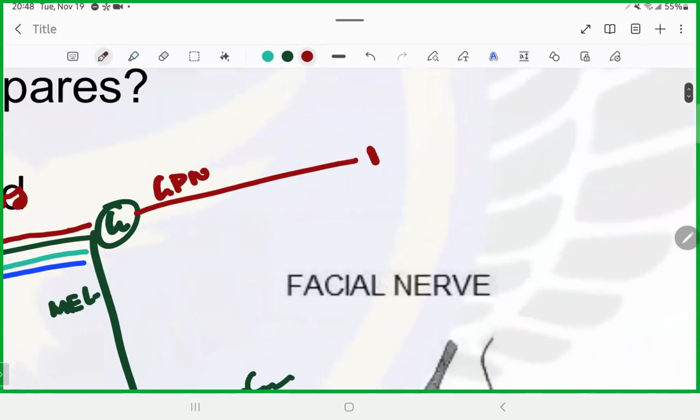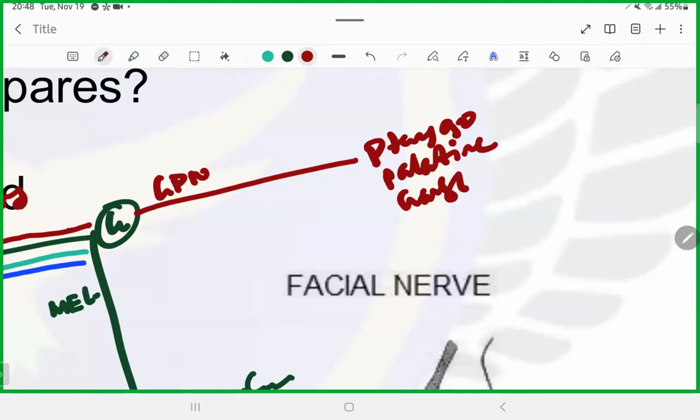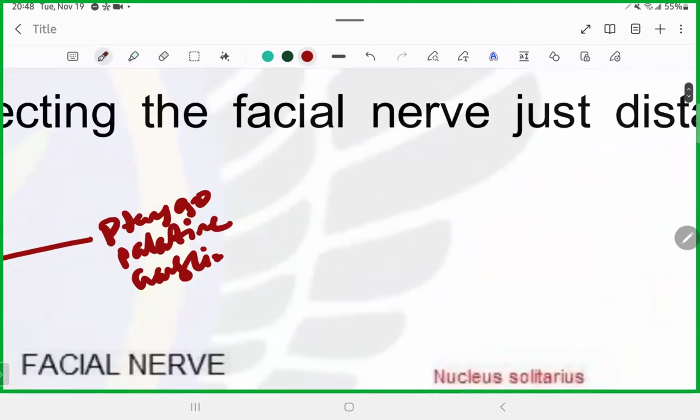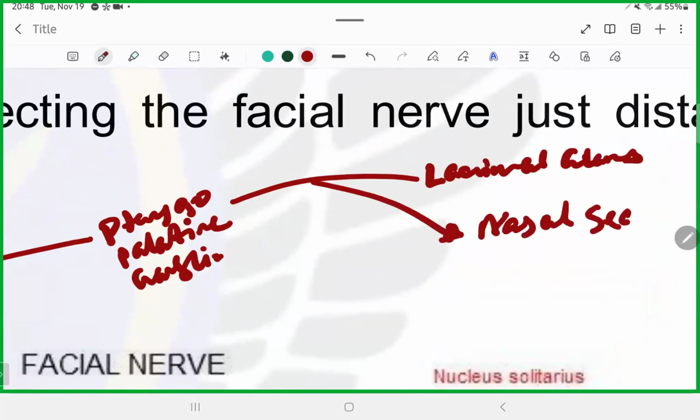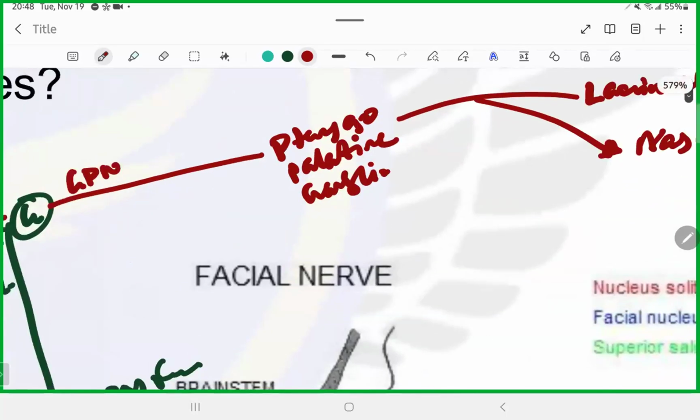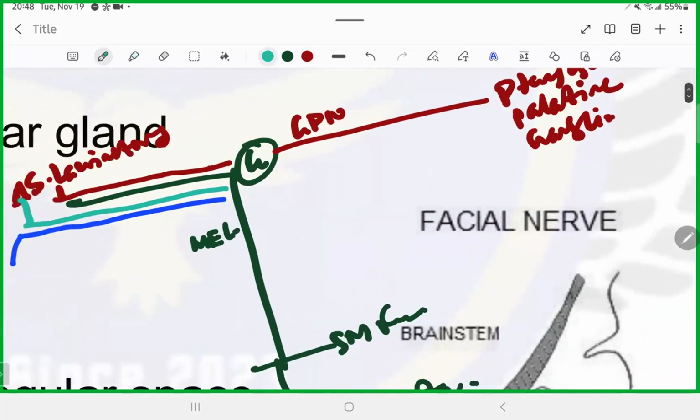So lacrimatory fibers will come up to geniculate ganglion and it will be named greater petrosal nerve and it will go to pterygopalatine ganglion. And from pterygopalatine ganglion, it will go to lacrimal gland and nasal mucosa, causing nasal secretion. Very simple.